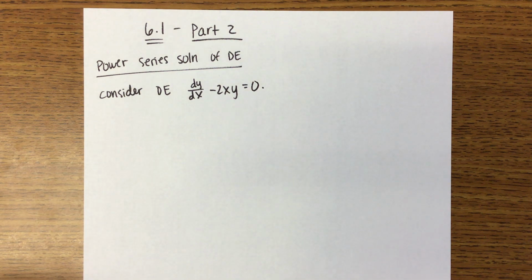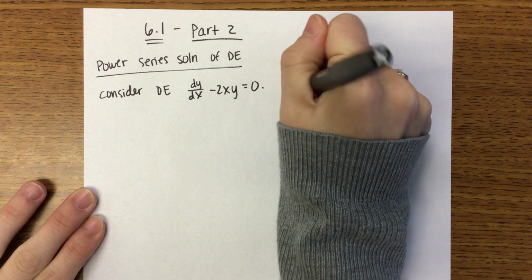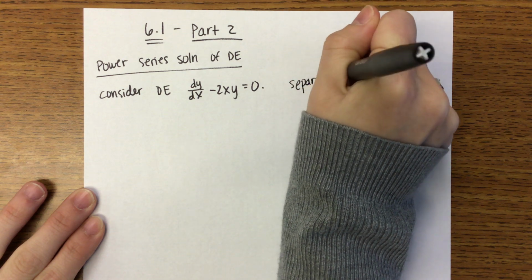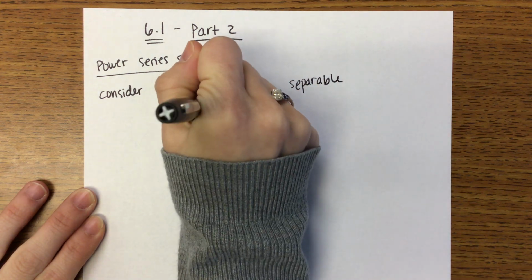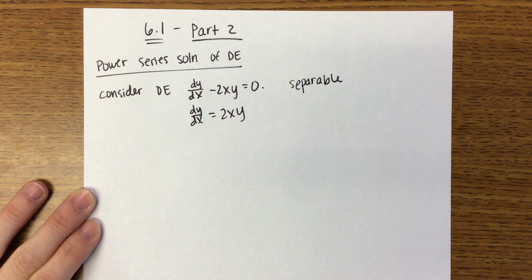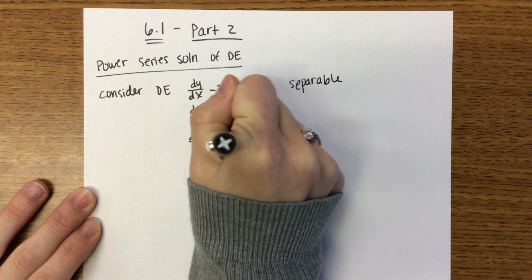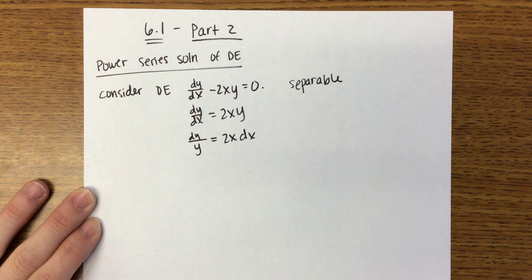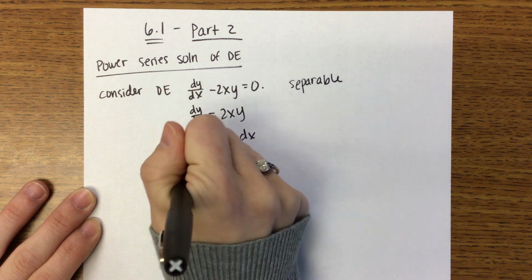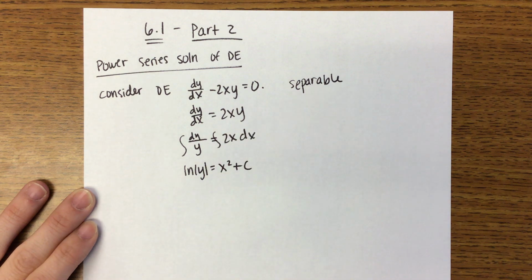Now, first I want to solve this traditionally, the way we've done before, and then we'll talk about using a power series. So if we're going to solve this, you should notice that this is separable. So we get dy/dx on one side, move 2xy over to the other side, get your y's together, your x's together, so I'm going to divide by y, and then I get 2x dx. Integrate, so we get the natural log of y is equal to x squared plus c.